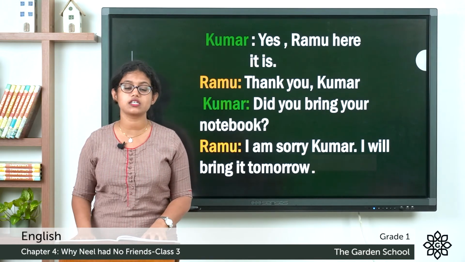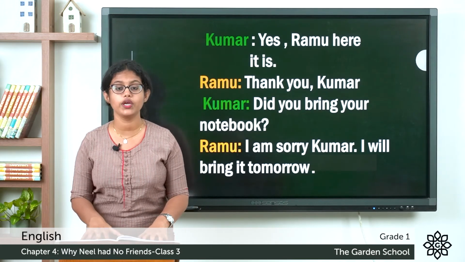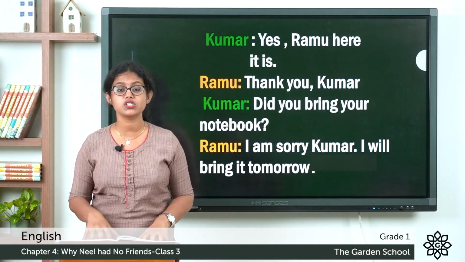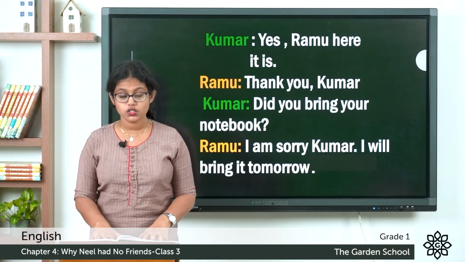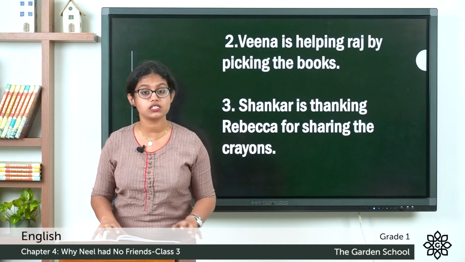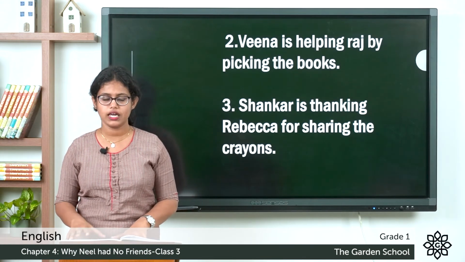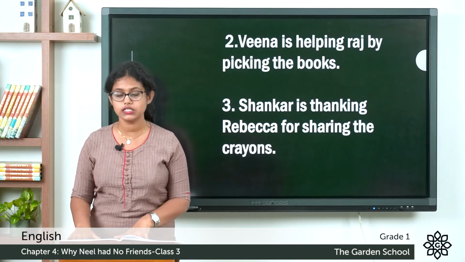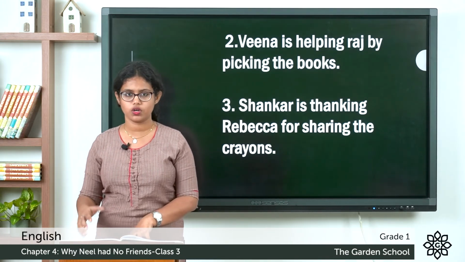Here you can see some pictures, and for each picture, we are going to write a sentence. We are going to describe these pictures. The first one is already done. Let's see the second one. Can you see what the picture says? In this picture you can see a little girl helping this boy to pick up the books.